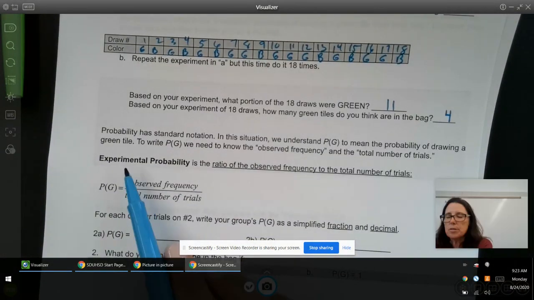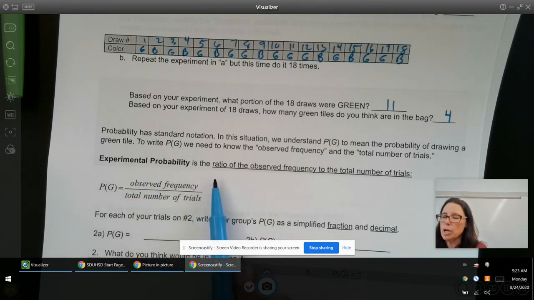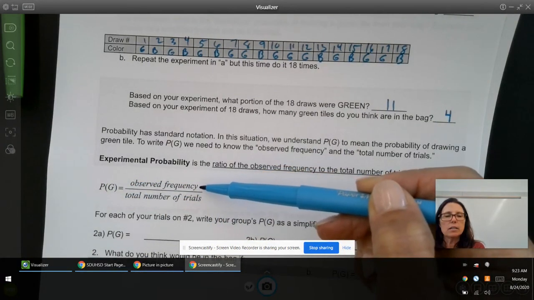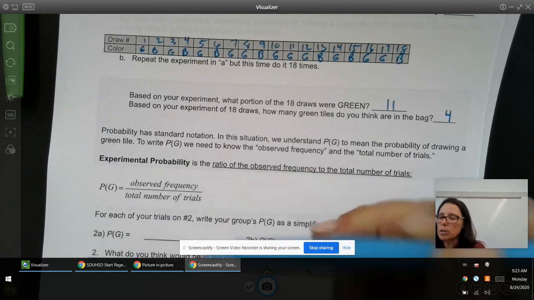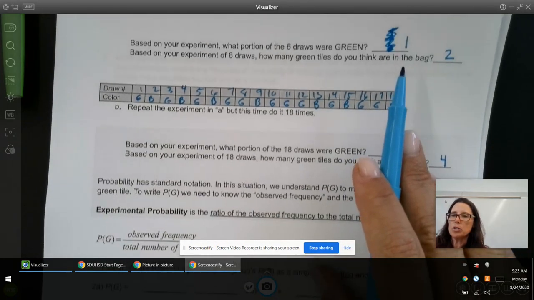Here's the definition and the formula for experimental probability. Experimental probability is the ratio of the observed frequency to the total number of trials. So here's the formula. Probability of green: how many times did I see green over how many times did I draw? For each of your trials on number 1, write your group's probability of green as a simplified fraction and decimal.